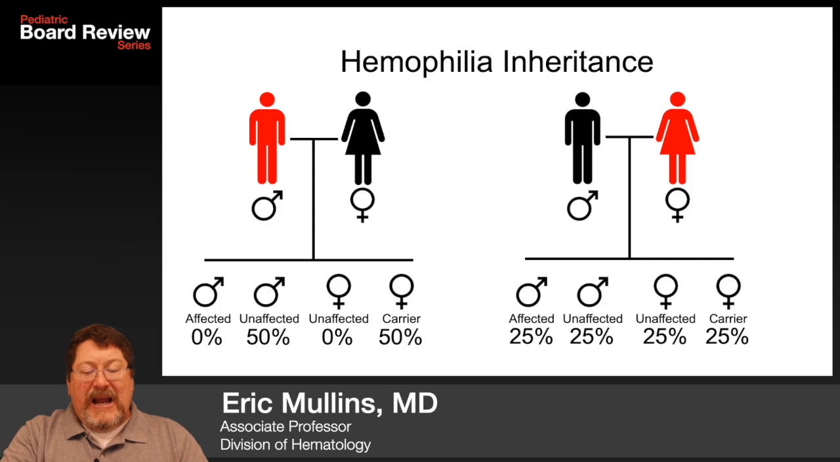So if you look at essentially a pictorial diagram of this, here you have an affected male and an unaffected female, and they have a child. They have a 50% chance of having an unaffected boy, or a 50% chance of having a carrier girl. On the other side of the coin, if you have an unaffected male and a carrier mom, and they have a child, they have a 25% chance of having an affected boy, a 25% chance of having an unaffected boy, a 25% chance of having an unaffected girl, and a 25% chance of having a carrier.